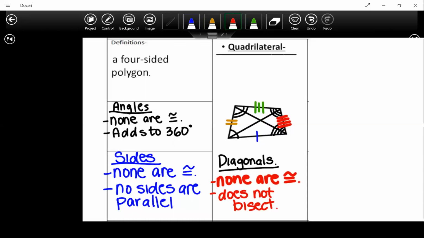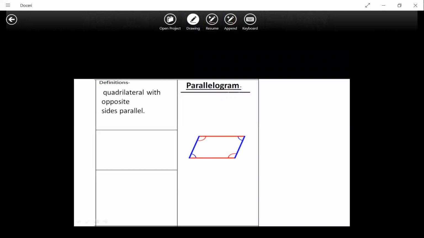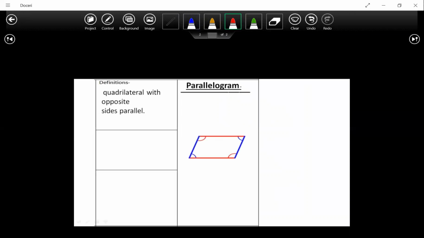Okay. Yes. All quadrilaterals have diagonals. Yeah, all quadrilaterals have diagonals. Okay. So here we go for the next one. Here's the next one right next to it. Here's a parallelogram. So go ahead and copy that part down.